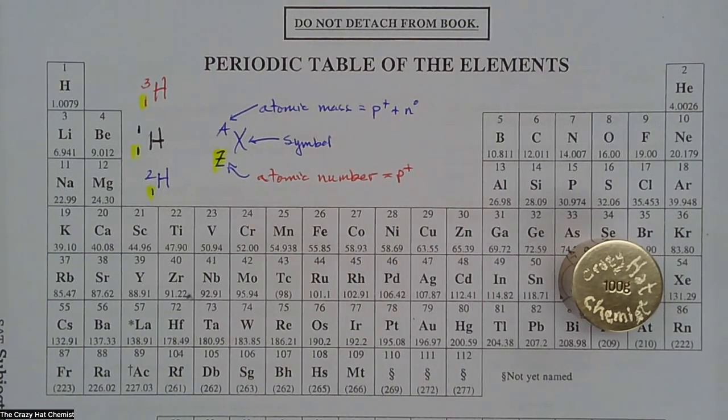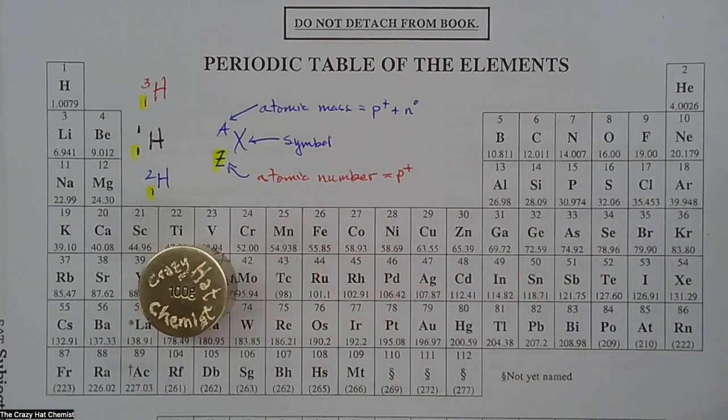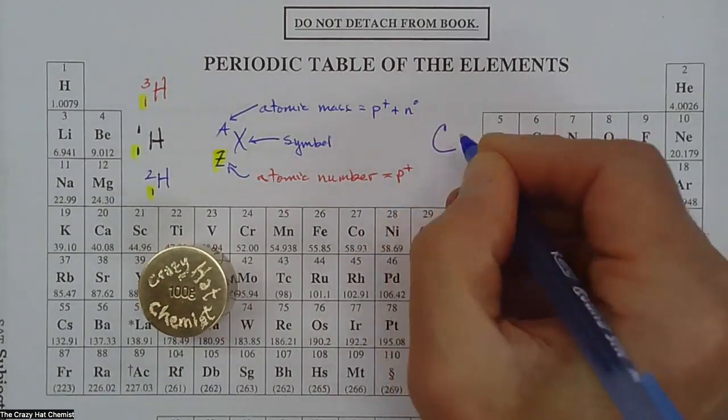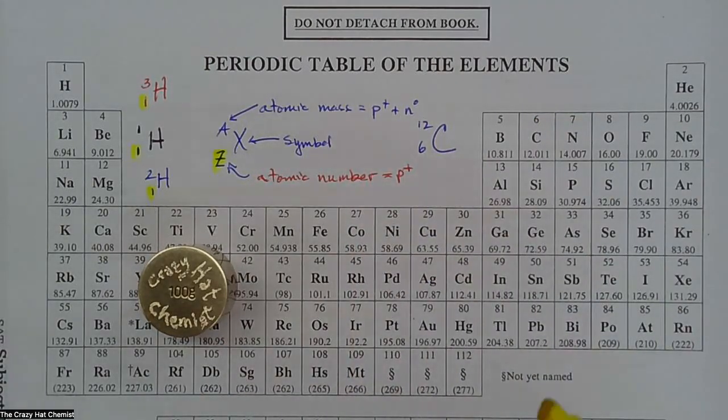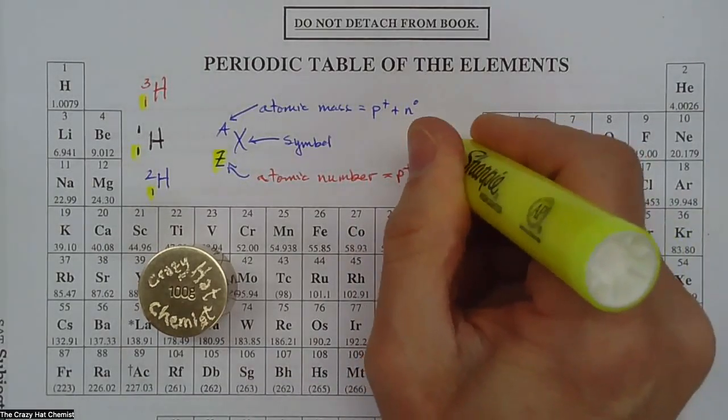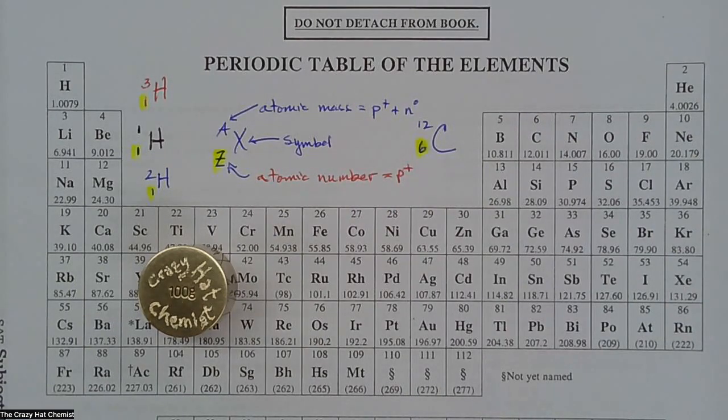Okay, here's another symbolic notation, and that would be one that you should be familiar with here. And this is called carbon-12. And how many protons and what is the atomic number? How many protons is 6. What's the atomic number? 6. In fact, the periodic table is organized according to atomic number.